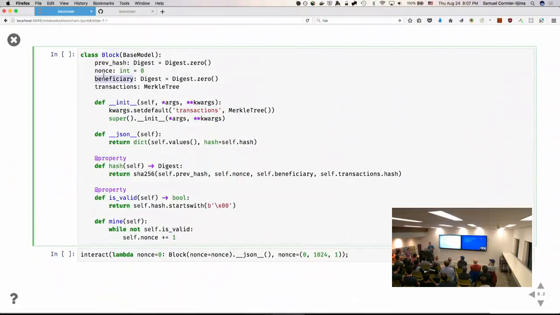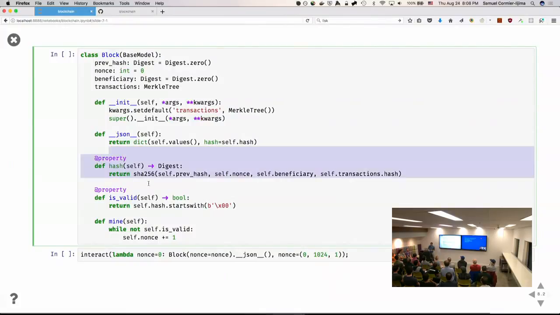And then we'll have a beneficiary. This is the person who's going to get the reward from mining this block. And then finally, we have these transactions, which are the Merkle tree I mentioned before. Transactions are just a list, and the hash will change if any item in that list changes. So it keeps that integrity.